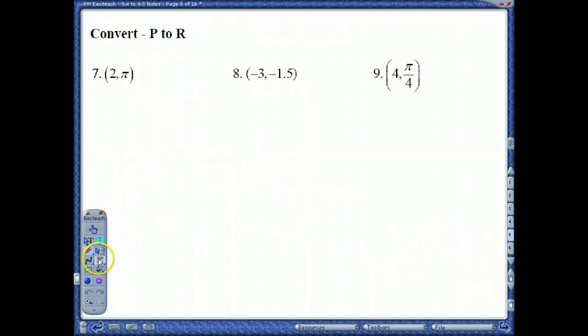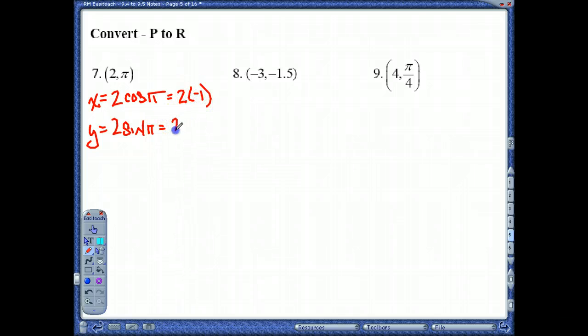Polar to rectangular. Only one answer will do. So x is going to equal 2 times the cosine of pi. Y is going to equal 2 times the sine of pi. Don't use your calculator because the answers have to be exact. So pi, just think about your graph. Cosine starts up in the 1 position, then drops to 0, then goes down to -1, which is where you'll find pi at -1. Sine of pi is 0.